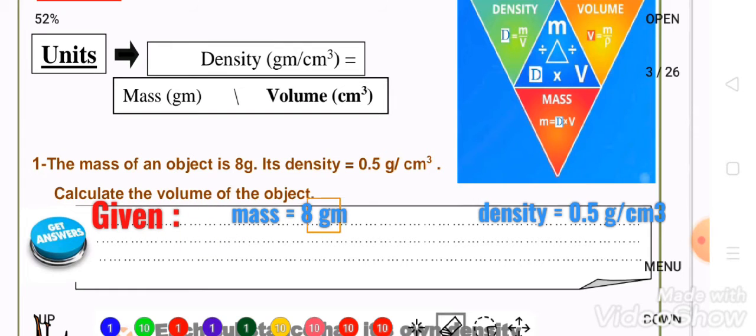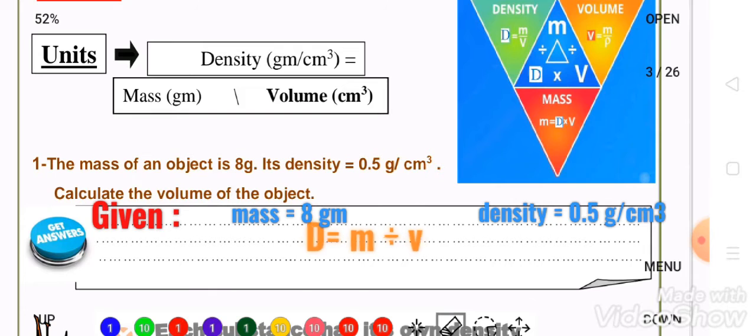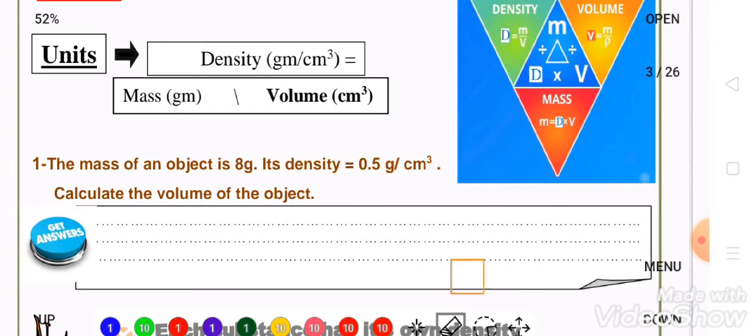Calculate the volume. So we get the volume by using this formula or equation. We will hide the volume and get the mass divided by the density. Okay, very good. So we'll get the answer.